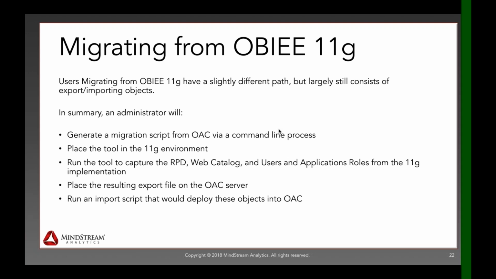It will capture your web catalog, repository, and all the security information into a file that's mimicking the functionality of that bar file for 12C. You can place that resulting export back onto the OAC server, so you can use PuTTY or whatever other method of logging into that environment to copy files over. And then on OAC, there's a script that you can run to import all of those features into OAC. And then you're essentially back to the same spot as if you were coming from 12C.